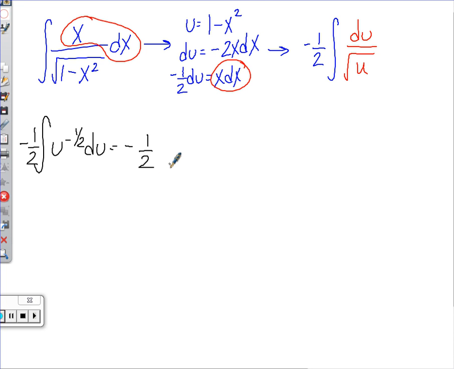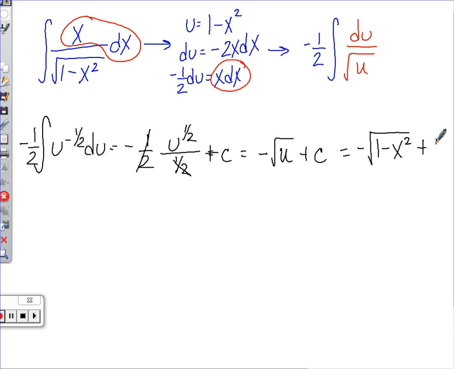This becomes u to the negative 1/2 plus 1, so the positive 1/2, over 1/2, which becomes 2. That is plus c equals negative square root of u plus c, better known as negative square root of 1 minus x squared plus c.